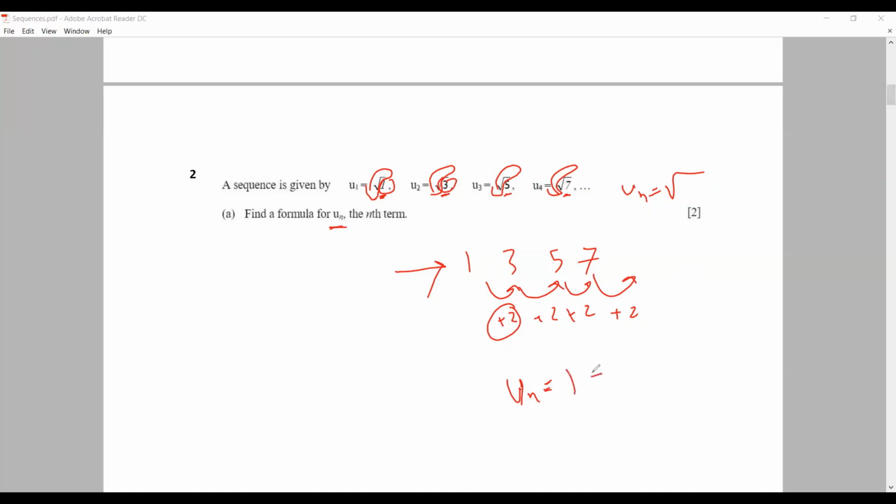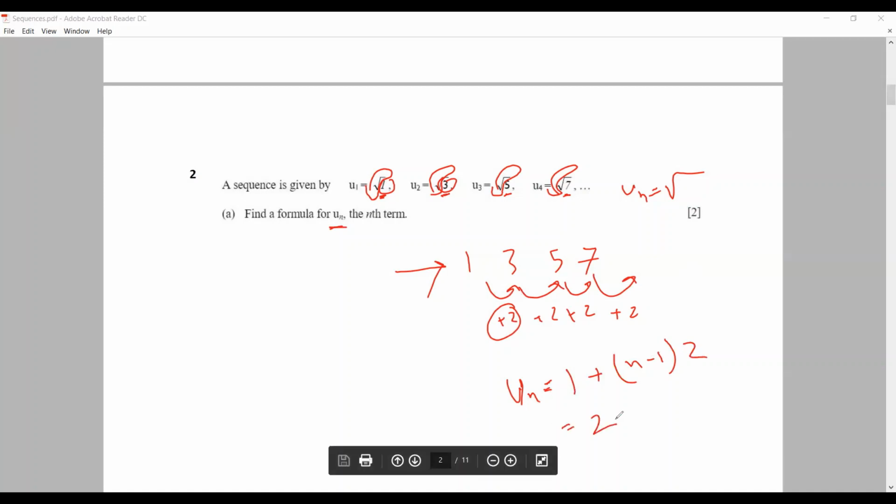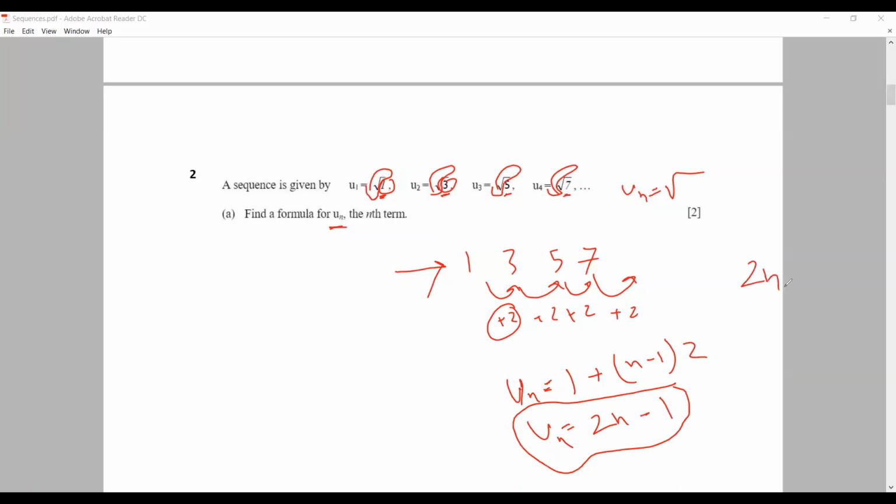So a, which is 1, plus n minus 1 times 2, so you get 2n minus 2 plus 1, which is 2n minus 1. So this is one way of showing odd numbers, right? And for even numbers, we use the term 2n. Okay, I'm not done. The final answer is the square root of this. Yeah, I forgot that. Don't forget there is a square root there.